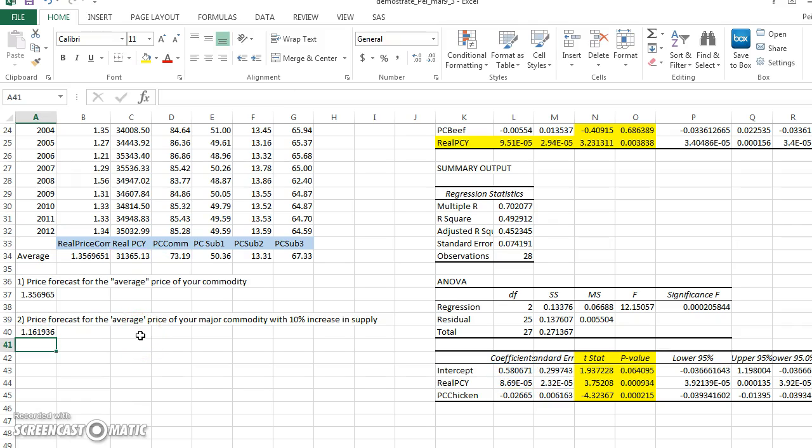We click enter. So we found out when the major commodity's supply goes up by 10%, the estimated price would drop from 1.36 to 1.16. So that's the price forecast for the average price of our major commodity with a 10% increase in the supply of the product.